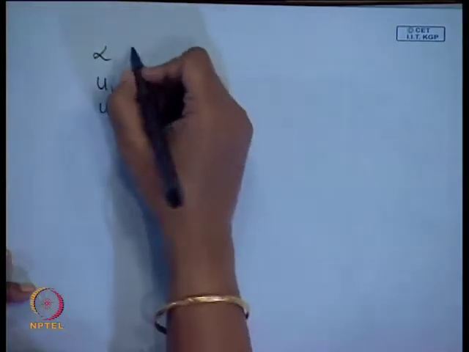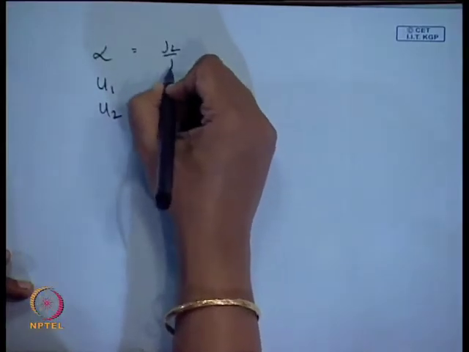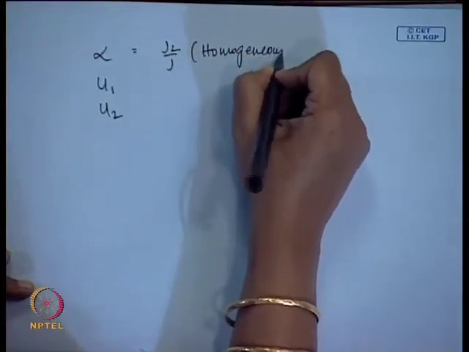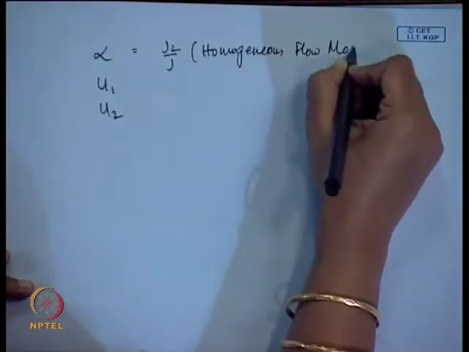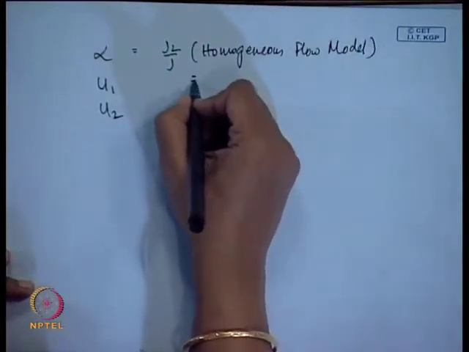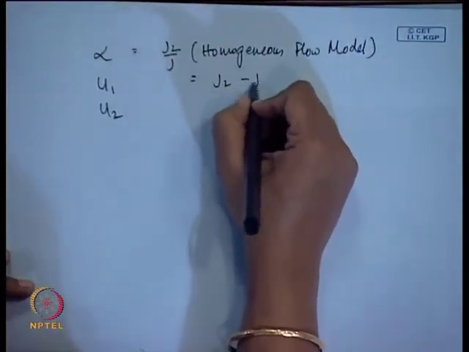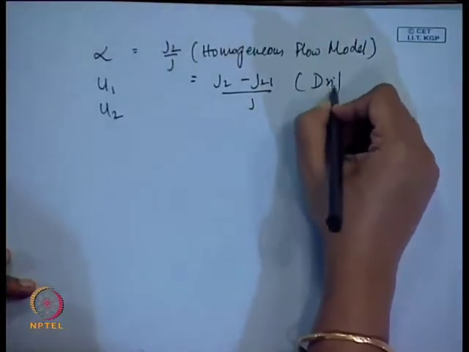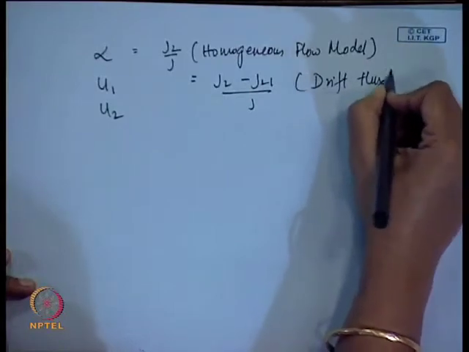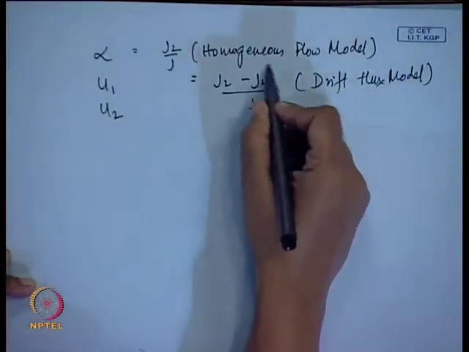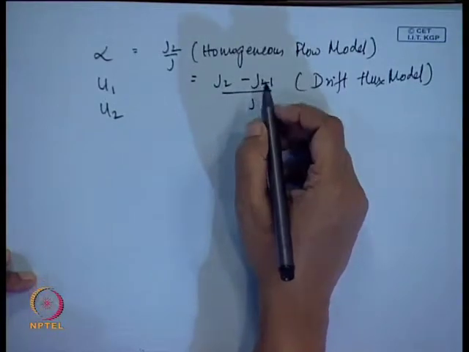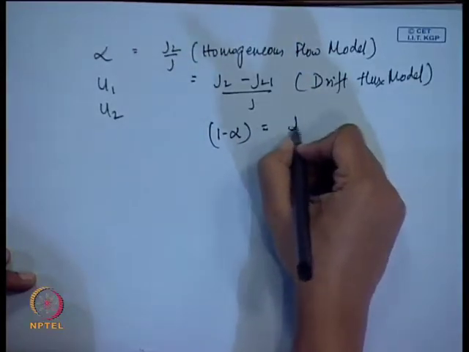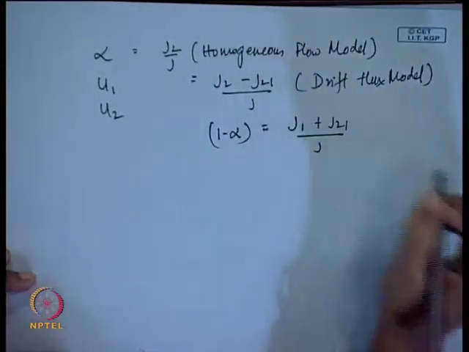Now, we have already deduced that alpha from the homogeneous flow model is J2 by J. Okay. This is applicable at high phase velocities. Now, the moment the phase velocities become less, this becomes (J2 minus J21) by J, isn't it? This we get from the drift flux model. So, the moment the relative velocity becomes important, this is incorporated as J21 in the model. This we have already done. Similarly, if we take 1 minus alpha, this is nothing but equal to (J1 plus J21) by J.